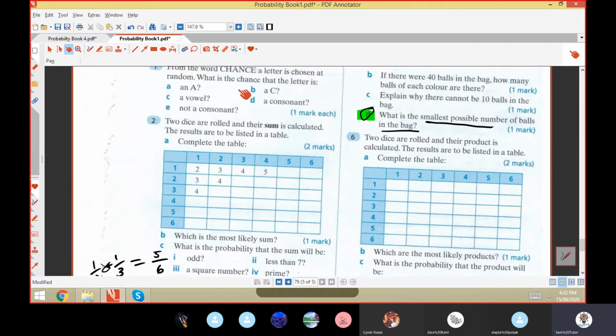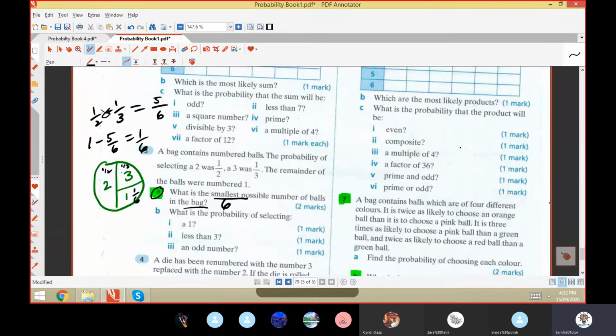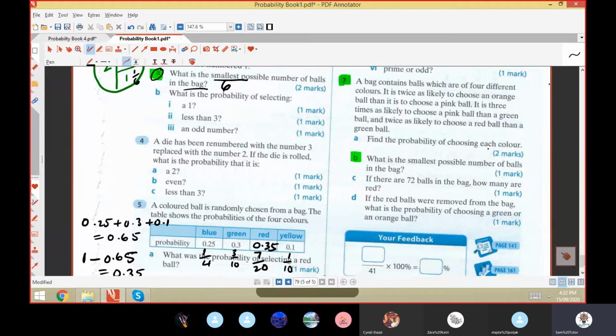So one more time, I'll write the answer. We'll do one last one. Okay, I saw another one here. Let's see. This one looks weird. Last one. A bag contains balls which are of 4 different colors. It is twice as likely to choose an orange ball than it is to choose a pink ball. So twice as likely to choose an orange compared to a pink. It is, what is it?